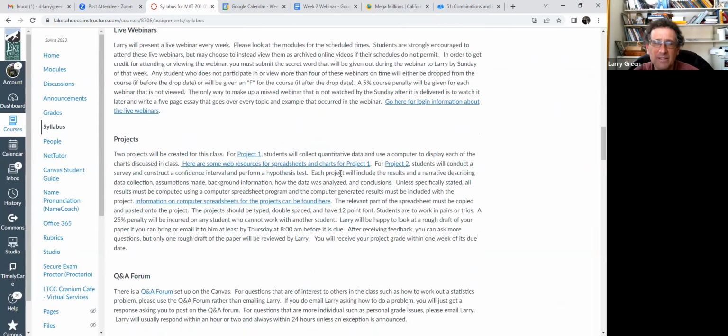If I scroll down, and you want to make sure you can do this, under projects, then it says you're supposed to collect quantitative data. Okay. Who remembers what quantitative means? Yeah, numbers. So you are going to be literally conducting a survey.